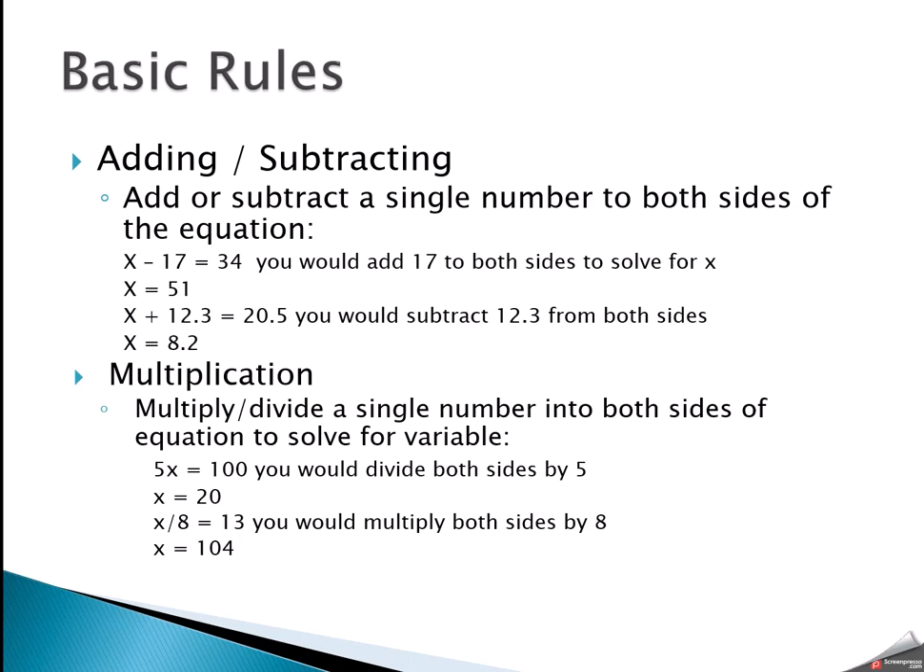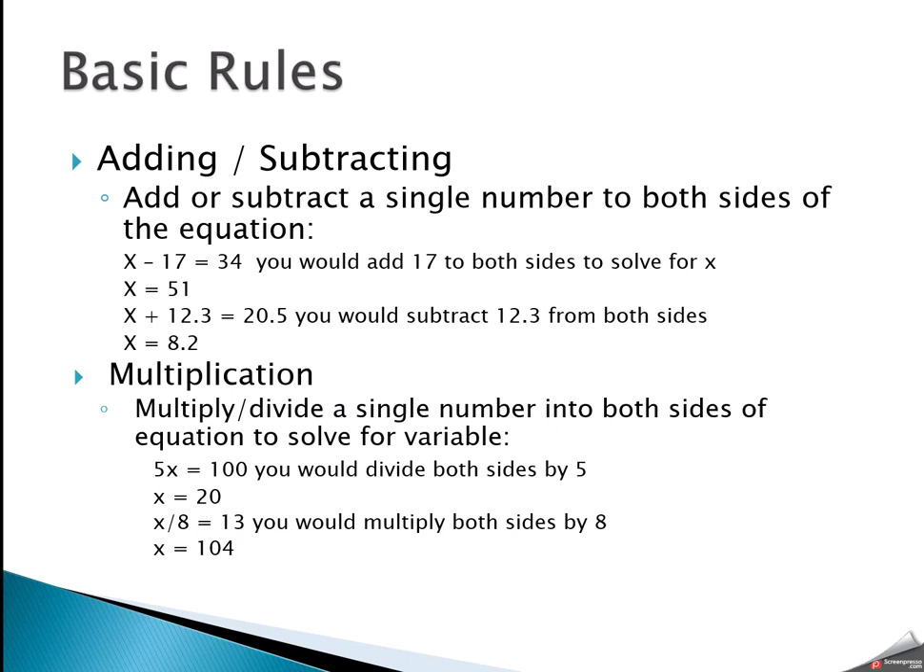If we had X minus 17 equals 34, we're going to have to add 17 to both sides of that equation to get the X by itself. So then X equals 51. If we had X plus 12.23 equals 20.5, we're going to have to subtract that 12.3 from both sides of the equation to get the X by itself. So then X would be equal to 8.2.